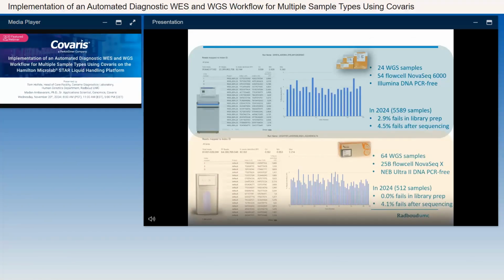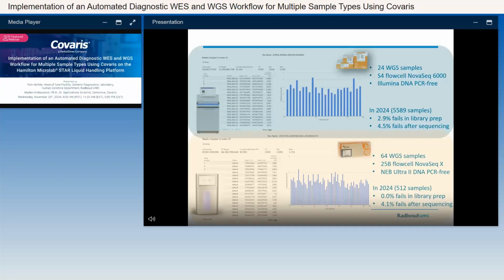At the top of the window, you see the 24 whole genome samples on an S4 flow cell of the NovaSeq 6000 with the Illumina DNA PCR-free kit. In 2024 we did in total more than 5,000 samples, with 2.9% fails in library prep and 4.5% fails after sequencing. Fails after sequencing means coverage lower than 25x. And these are only samples of DNA out of EDTA.